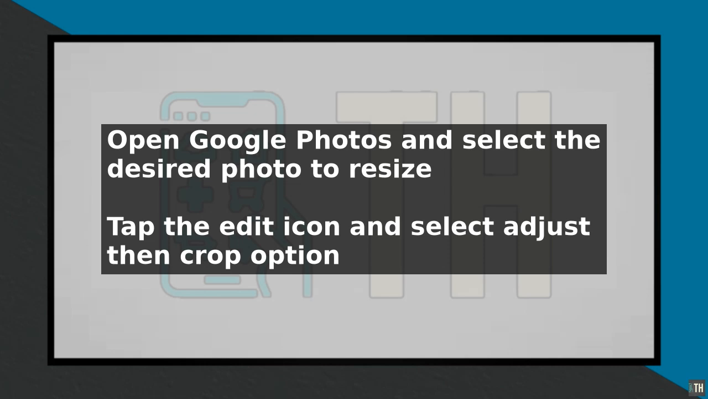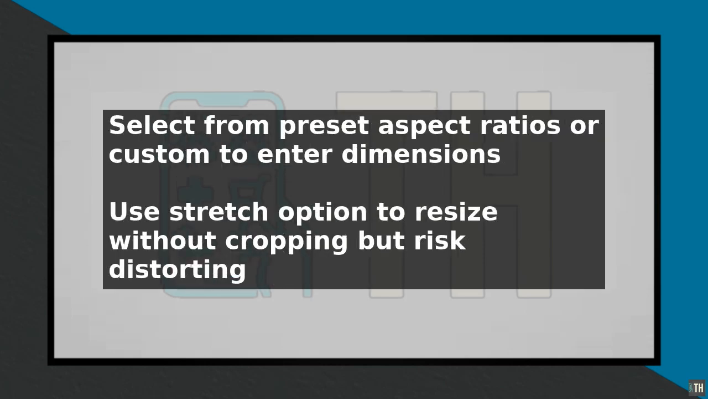Then tap on the edit icon, which looks like a pencil. Now select the adjust option from the bottom menu and then select the crop option. Now you can select from a variety of preset aspect ratios such as square or 4:3, or you can select custom to enter your own dimensions. If you want to resize the photo without cropping it, you can use the stretch option, but be aware that this may distort the image.